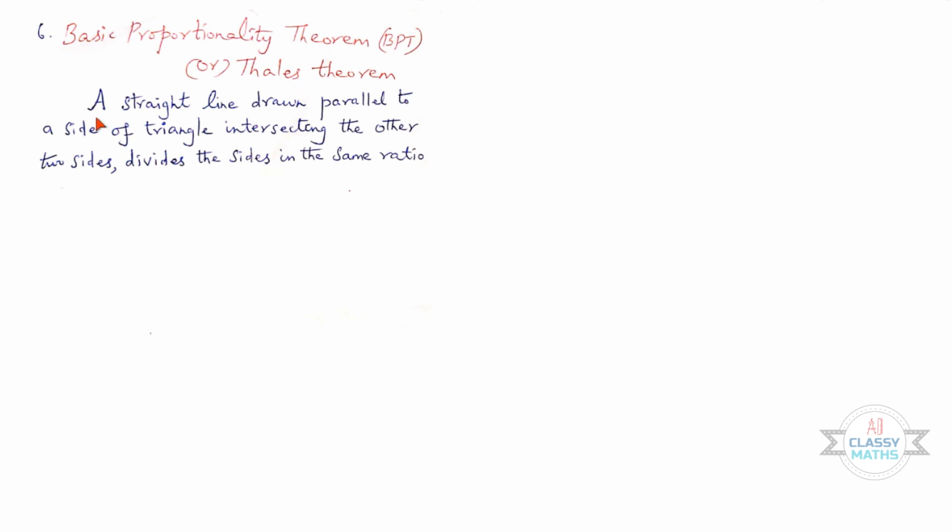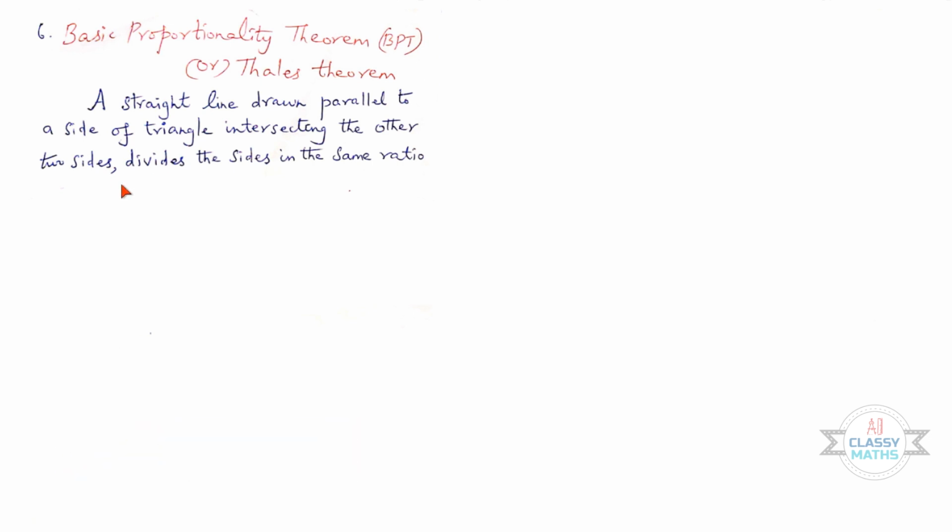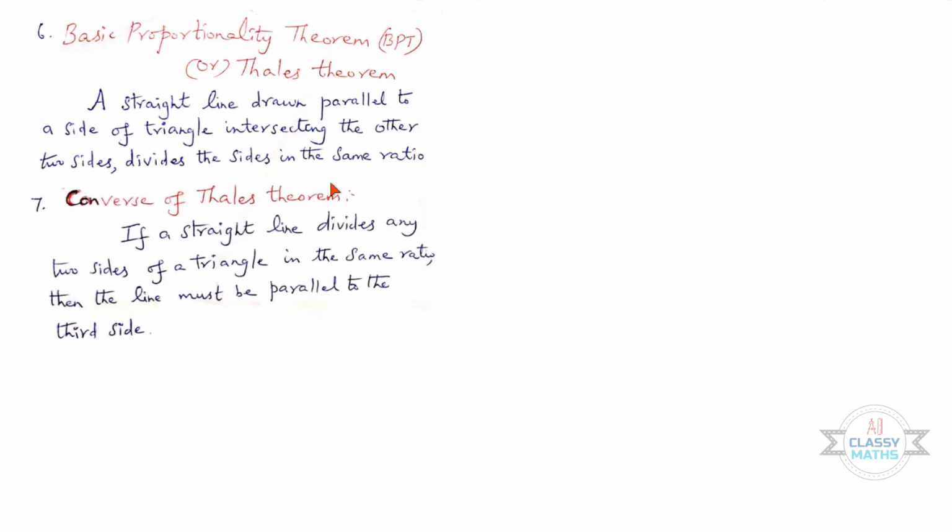Look at the theorem. A straight line drawn parallel to a side of a triangle intersecting the other two sides divides the sides in the same ratio. The theorem's proof I will show you in the next videos. And next theorem, converse of Thales theorem.